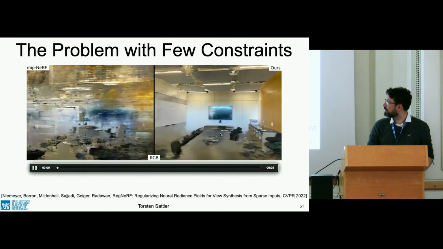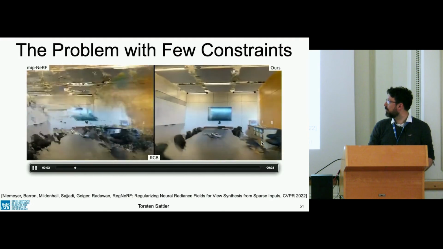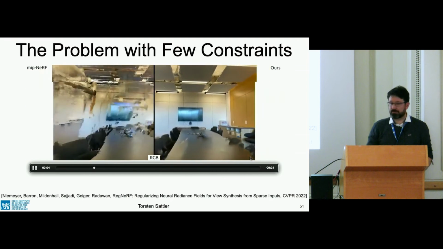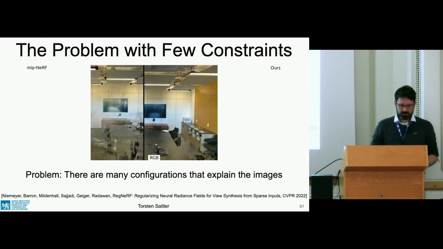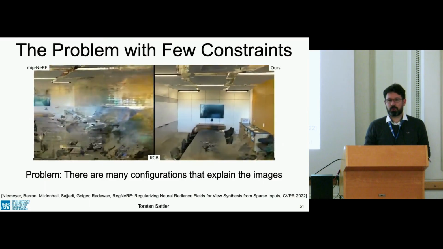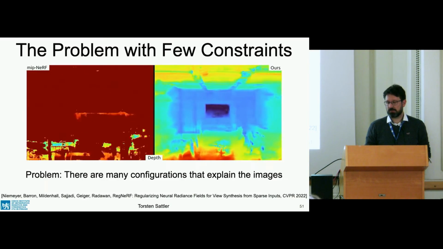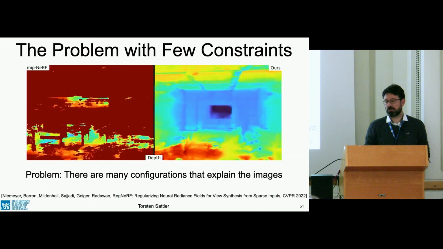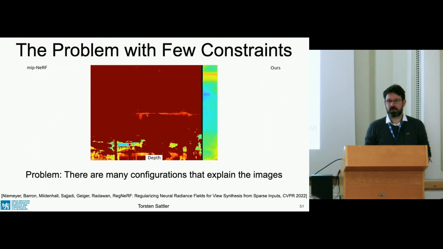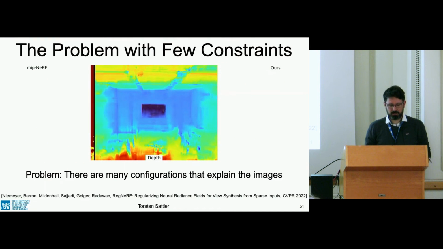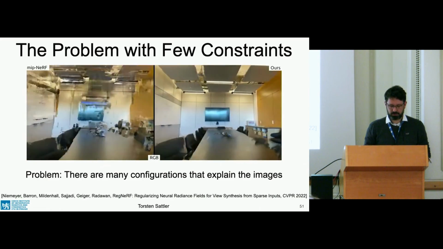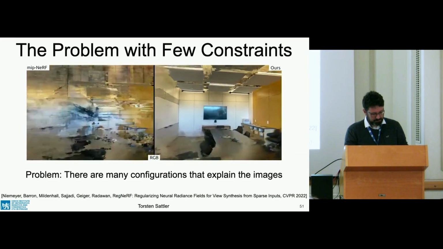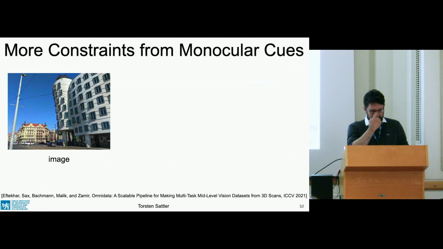If you add regularization, you can get something much more meaningful, but still there are a lot of artifacts in these scenes. So the issue, as I said, is that the general problem of reconstructing volumetric representations from a few images is rather under-constrained. There are many configurations that explain the input images, but that do not lead to valid scene geometry. One way to get more constraints is to actually not just look at images.